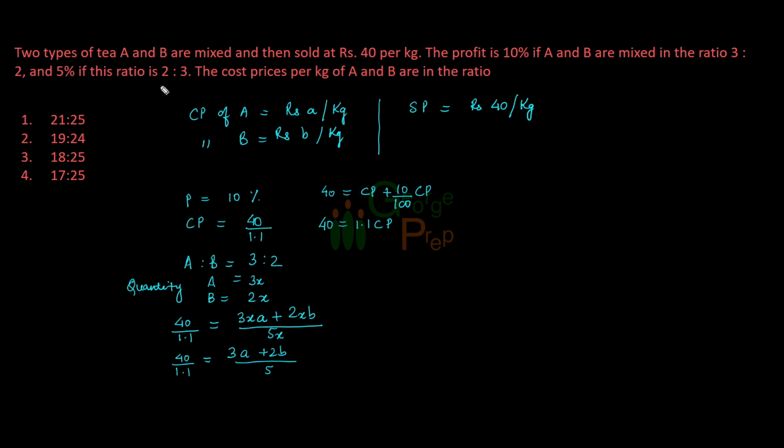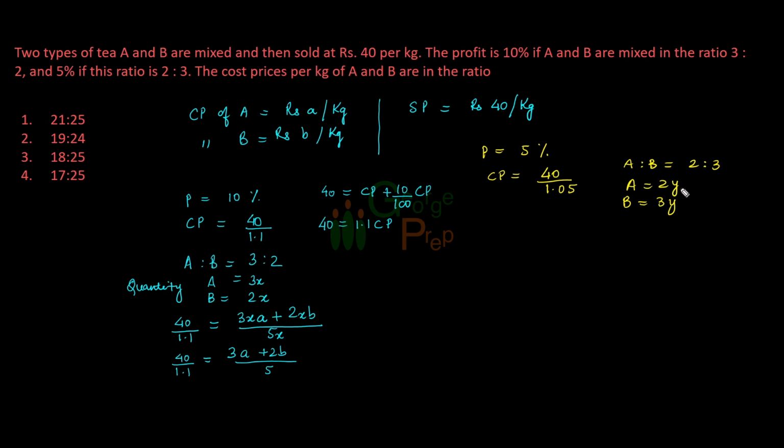Similarly, we can do it for the second ratio. In the second scenario, profit is 5%. So CP becomes 40 by 1.05. And we have to take A to B in the ratio of 2:3. So I'm taking A as 2y kg and B as 3y kg.